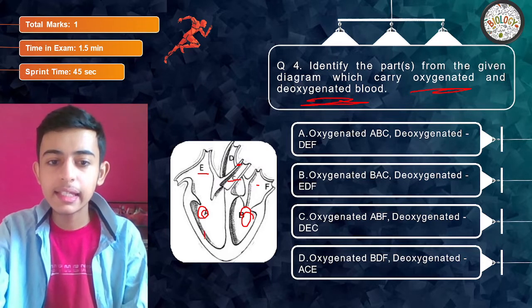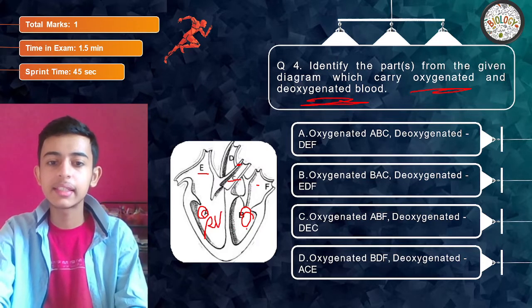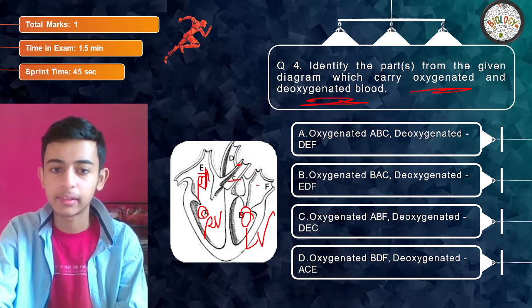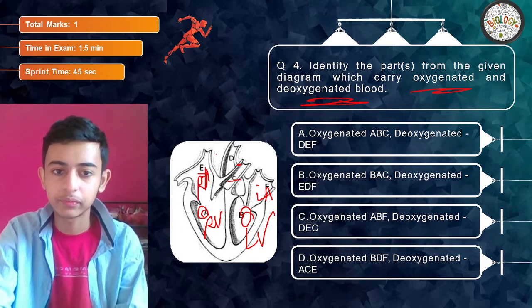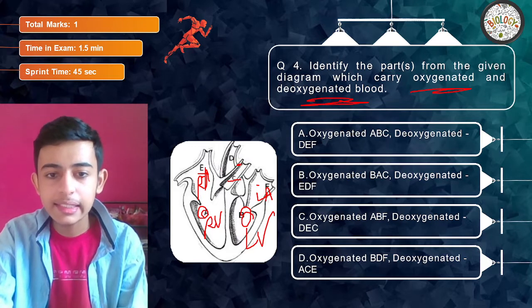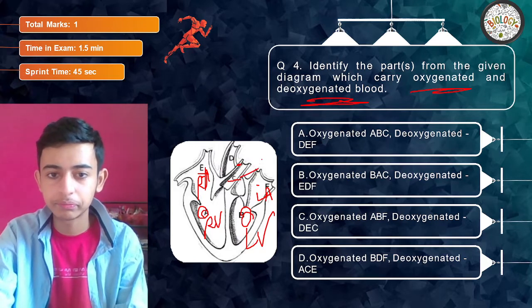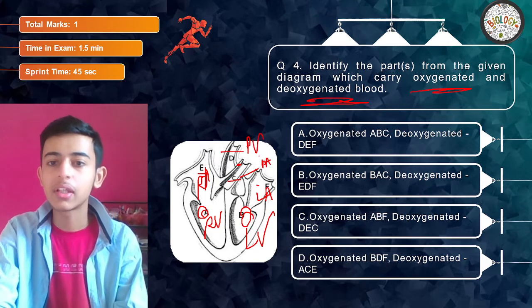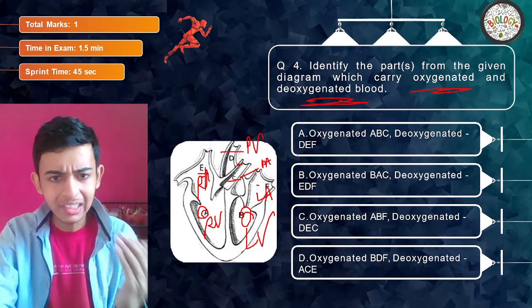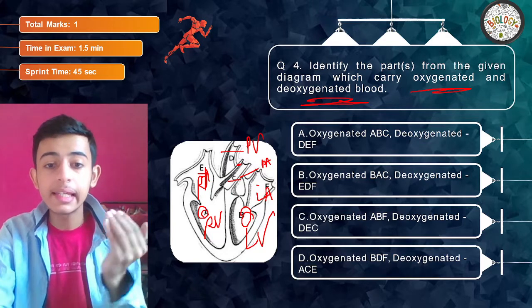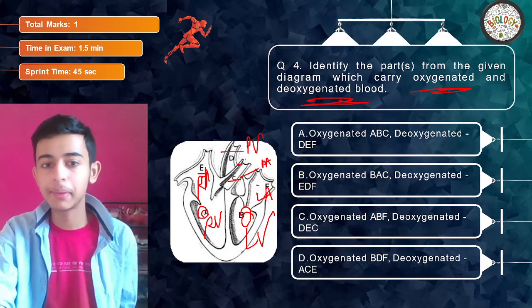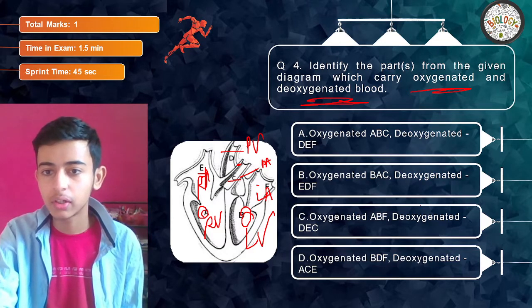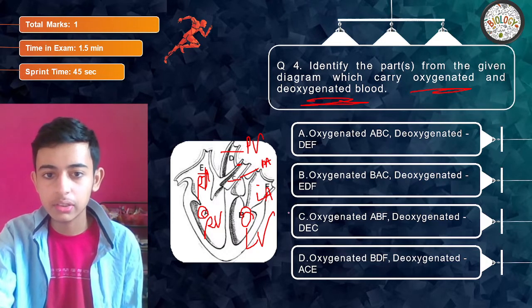Can I say that A is right ventricle, B is left ventricle, E is right atrium, F is left atrium, and I'm able to see that C is, if I am not wrong, pulmonary artery, and D is pulmonary vein. So now oxygenated blood will be carried by left atrium, left ventricle and pulmonary vein. So D, B, F. Oxygenated D.